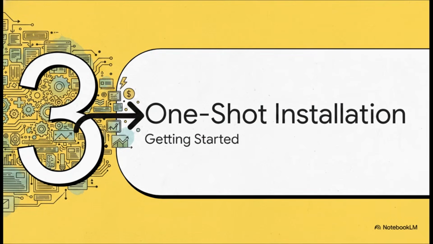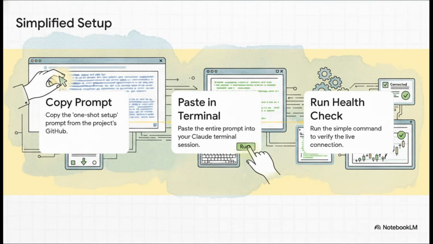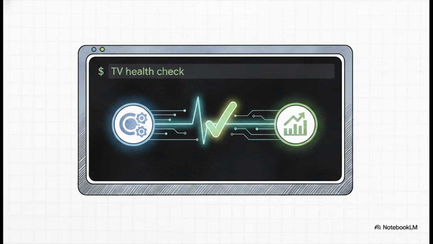Now, I know what you're probably thinking. This level of integration must be a nightmare to set up, right? Well, the creator thought of that and built a one-shot setup prompt that does all the heavy lifting for you. It's actually brilliant. The setup is literally this simple. Step 1, you copy the one-shot setup prompt from the project's GitHub. Step 2, you paste that whole block of text into your Claude terminal and you hit run. The AI then handles the entire installation. It'll only ask you a couple of simple yes or no questions, and that's it. Once that's all done, you run one last little command: TV health check. This just confirms that Claude is properly hooked into your TradingView desktop app and you're ready to go.